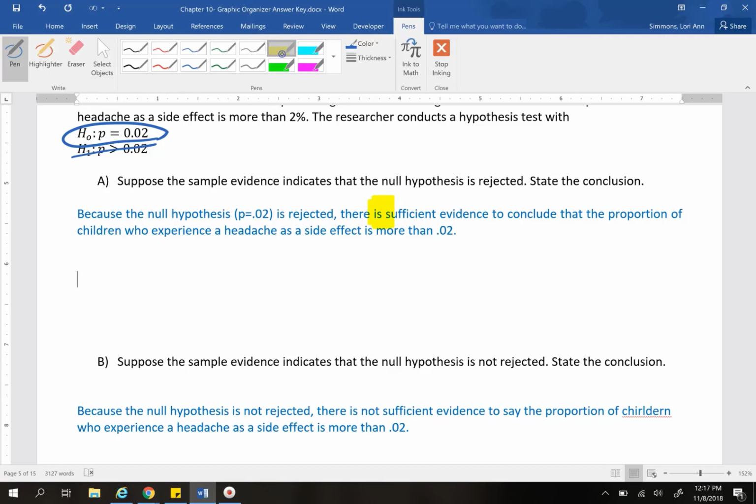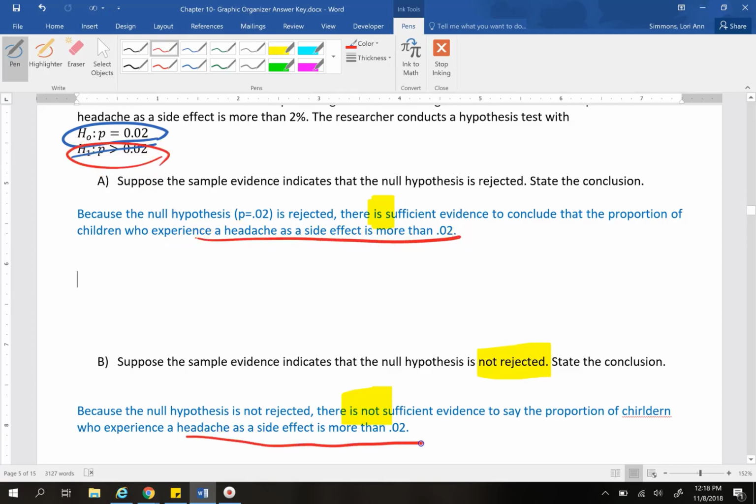Okay, keyword for when you are not rejecting, you're going to say "not sufficient." And notice that we're always comparing it to the alternative. More than 0.02. This is your "more than."